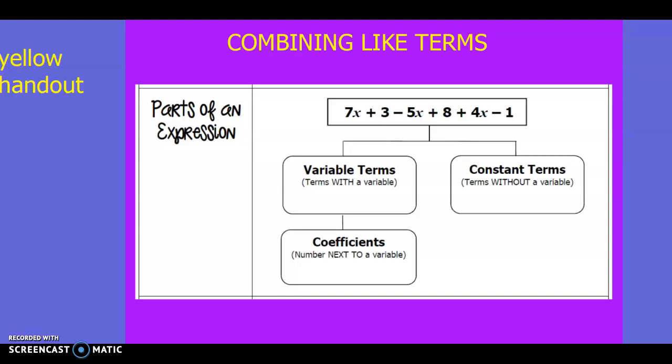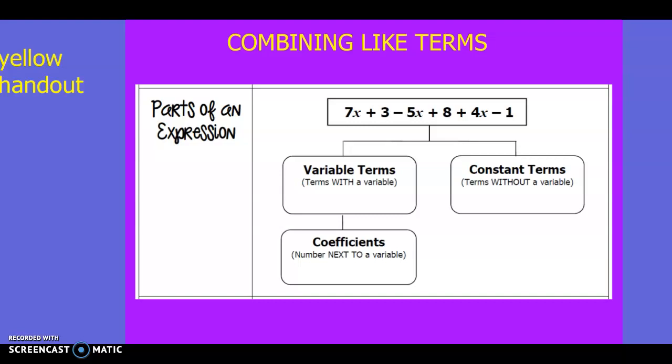First of all, variable terms are terms that have letters in them, or variables. In the variable terms, we refer to the number that's in front of the variable as the coefficient. And the last terminology you need to remember is what a constant term is. A constant term is just a term that is just a plain number.